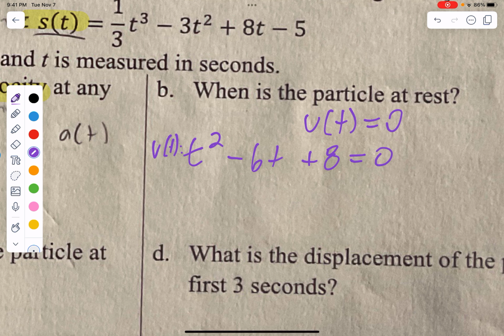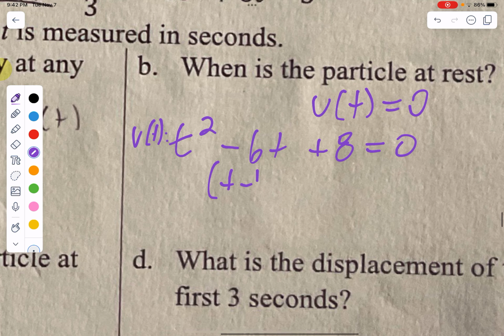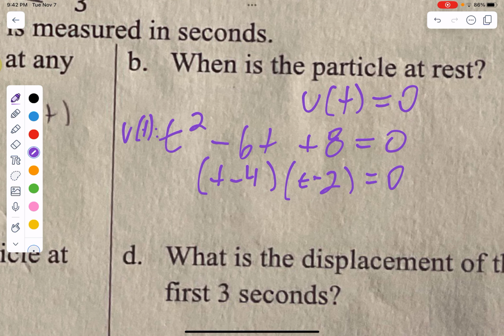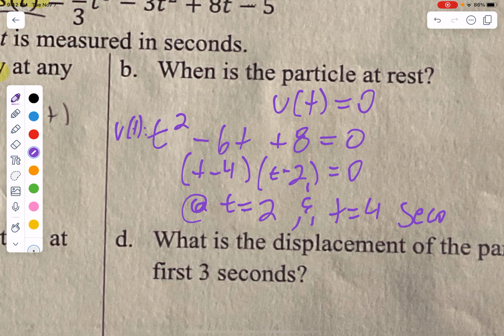Of course, we do a little factoring thing here. That would give me t minus 4 and t minus 2 equals 0. And once we set both of those equal to 0, we find that the particle is at rest at t equals 2 and t equals 4 seconds. That's when we know our particle is at rest.